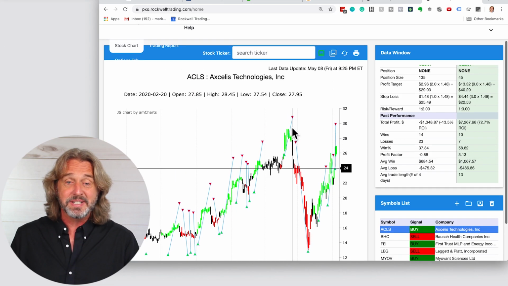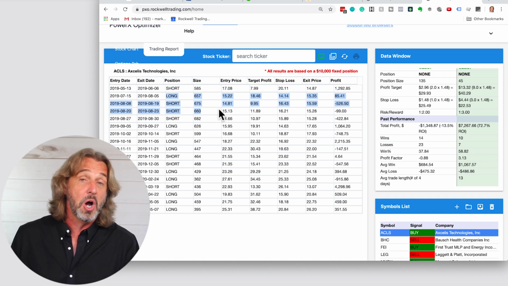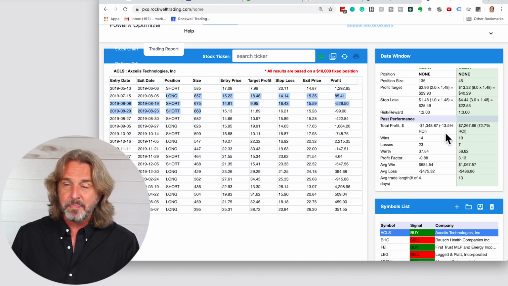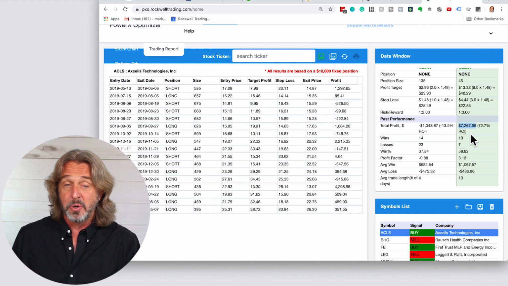This tip number 3, backtest with the right data, is probably the most critical tip. What my software does is show me exactly the trading report, with every single trade that I would have taken according to the rules of the strategy. And you might see we got a total profit of $7,267 based on a $10,000 account. So what is it? 72% ROI.